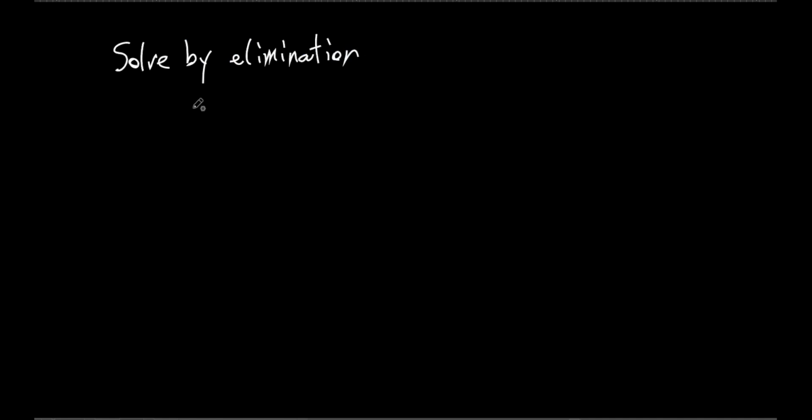All right, and here it is. This is 3x plus 4y equals negative 1. And then I got 6x minus 2y equals 3. All right, there you go.